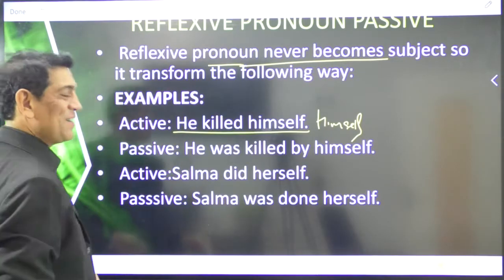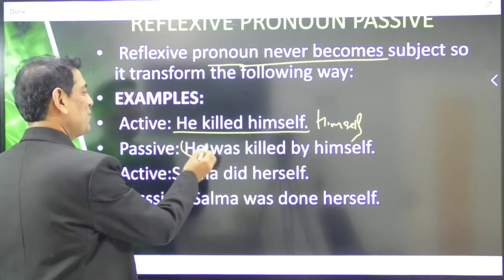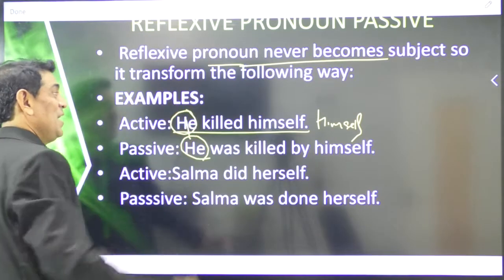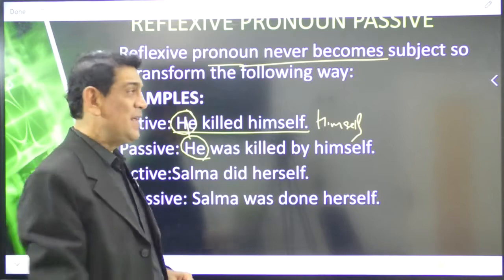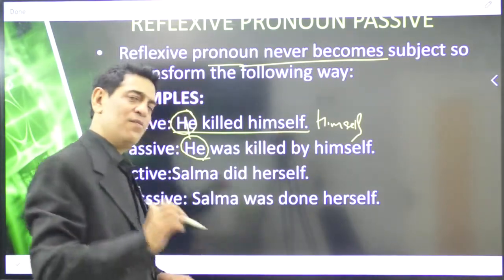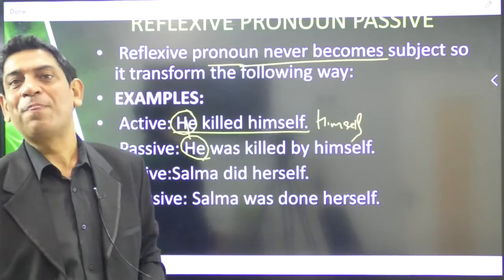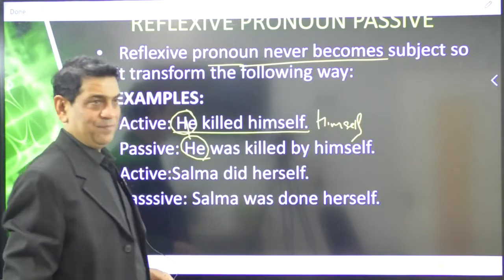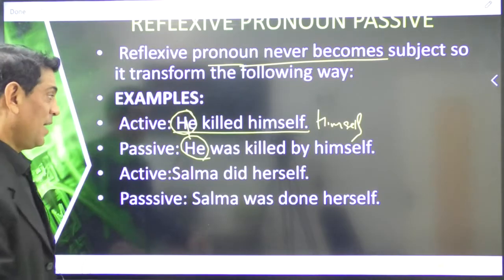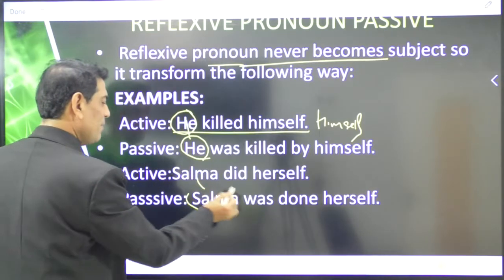So what is to be done? He killed himself. Now what do you need to do? You have to adopt the same approach: He was killed by himself. This 'himself', this object, will remain the same as an object. So you need to follow the same theory. The same example: Salma did herself. Again a student will start with 'herself'. No, my dear. Salma will remain the same.